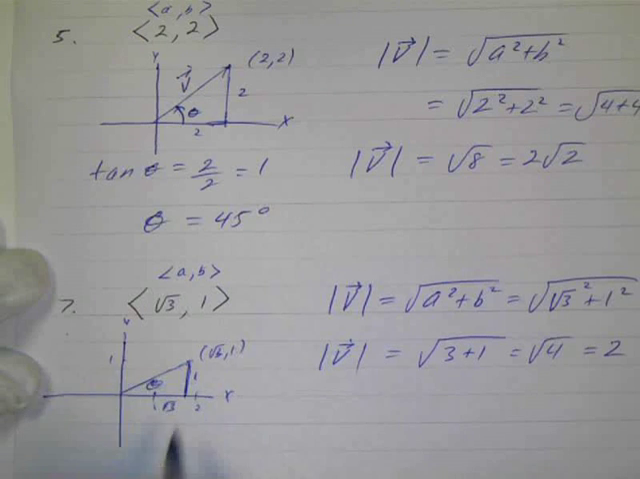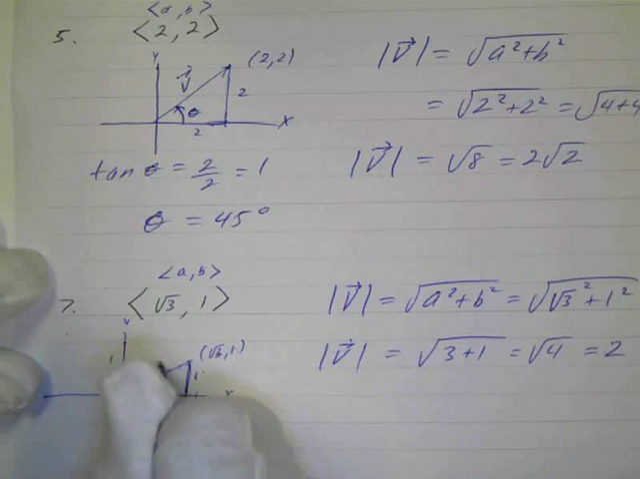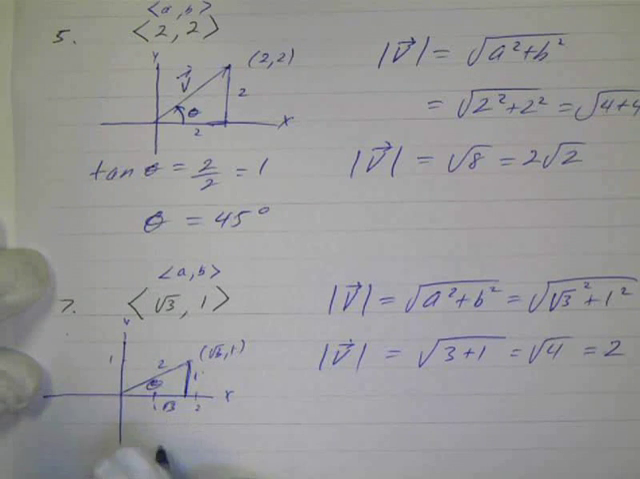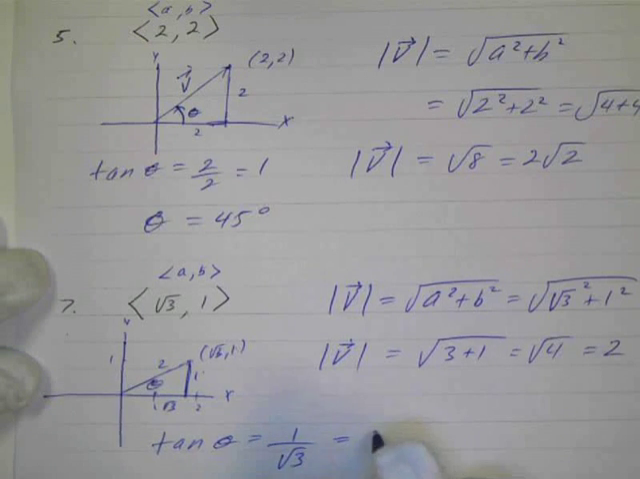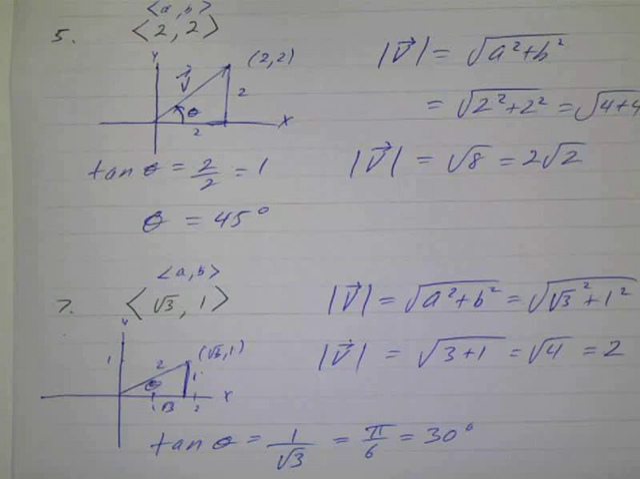So again, the tangent, we've got the opposite and the adjacent. We could also get this because the hypotenuse is 2. But even just using these, we know that the tangent of theta equals the opposite over the adjacent, 1 over the square root of 3. And what angle has a tangent of 1 over the square root of 3? That's pi over 6, or 30 degrees.